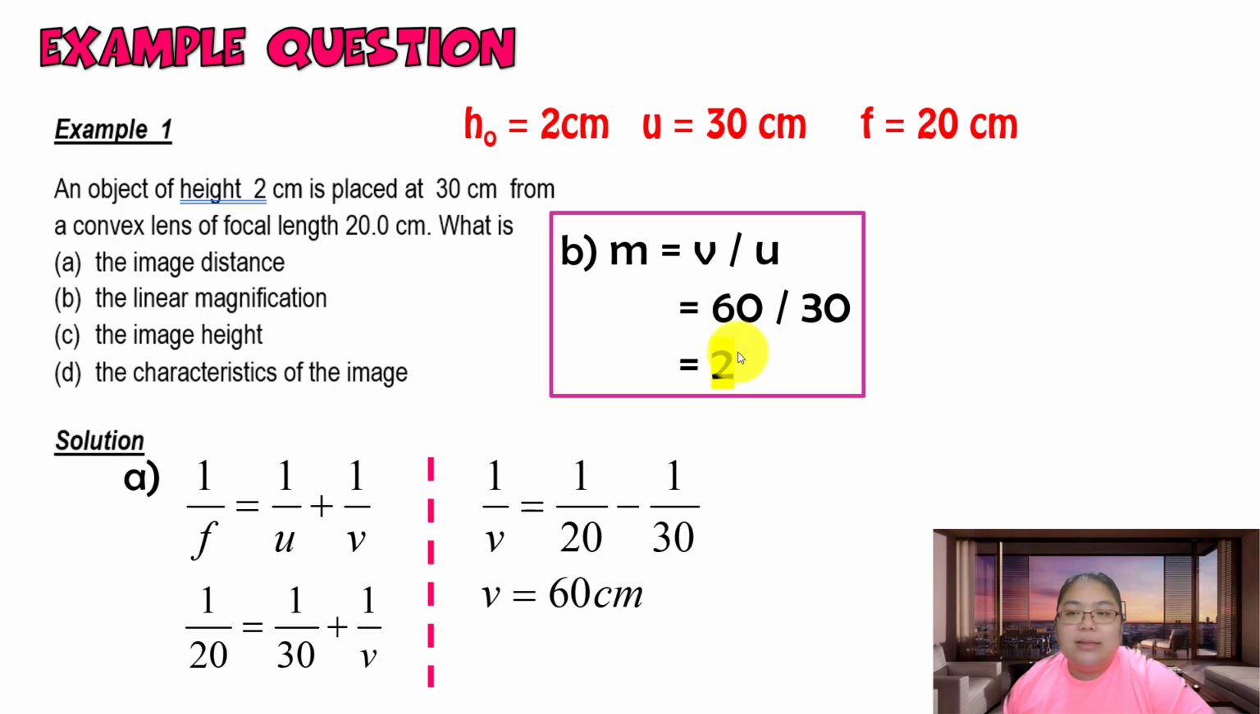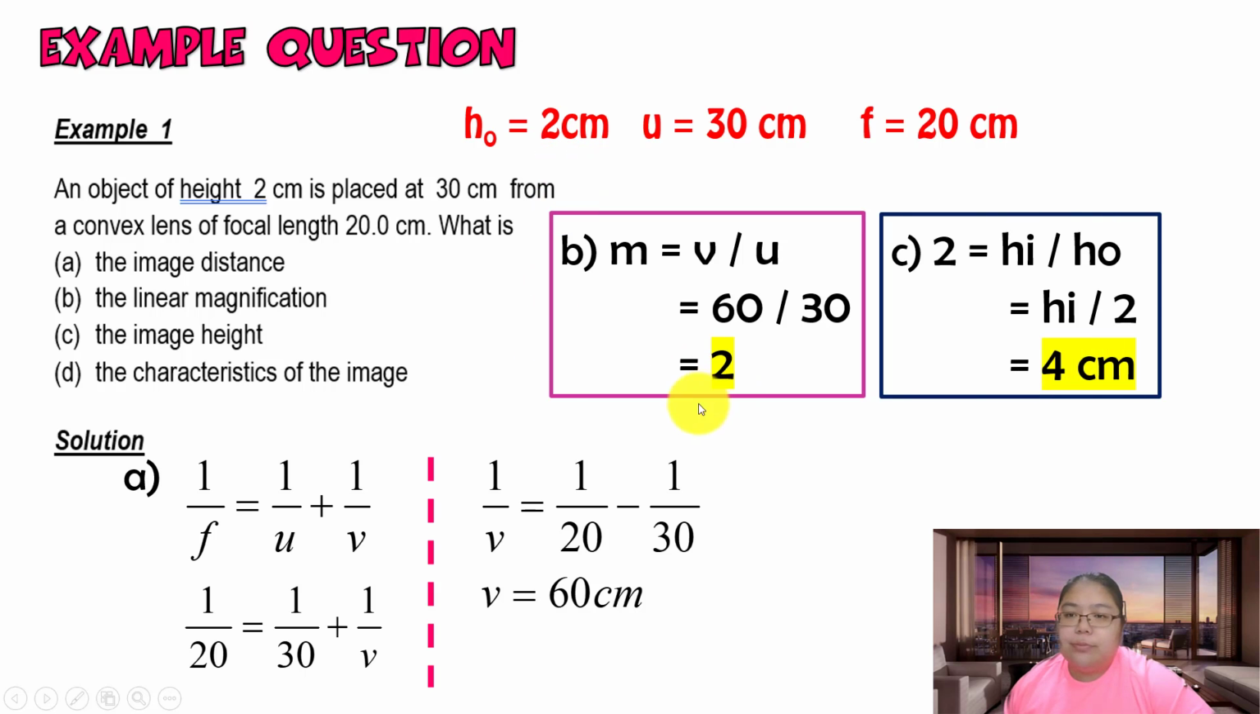So my characteristic actually has come out already. It's real, inverted, and magnified, is it? So I need to prove some more. I want to find the image height. The image height sure more than 2 cm because you said you magnify. Okay, now we go to find it. This one is your magnification, HI over HO. So HI we do know, HO is 2. So finally, I get it, the HI is 4 cm. So I prove already, image height more than object height.